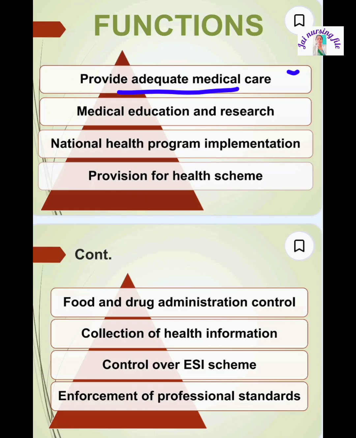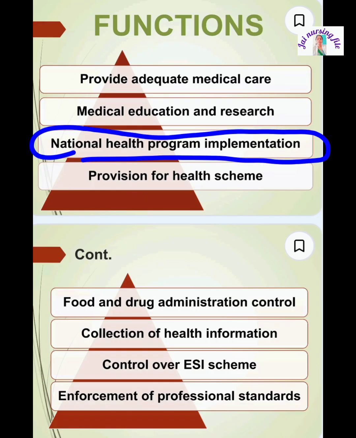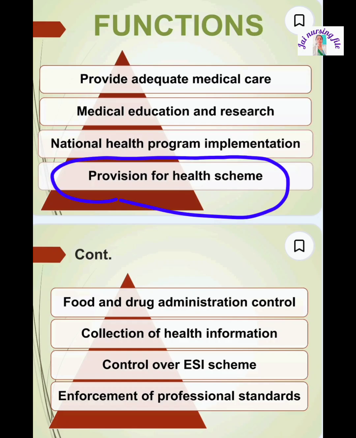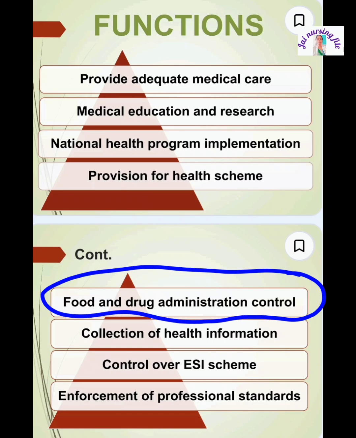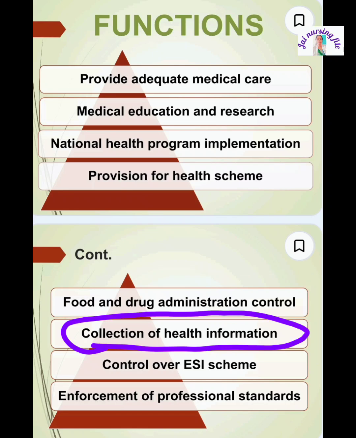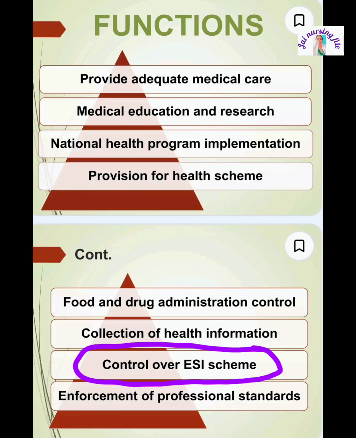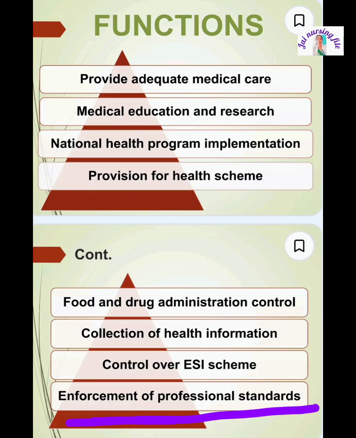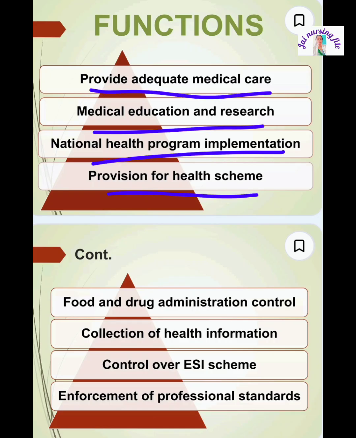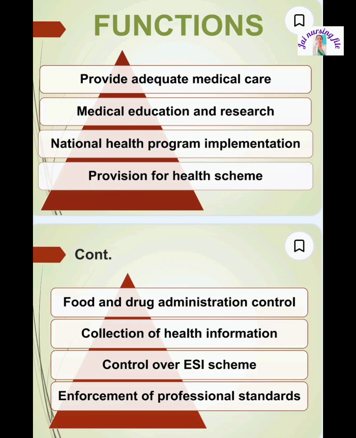So first one, provide adequate medical care, and second one, medical education and research, and next one, national health program implementation, and then provisions for health scheme. So continue with that. Food and Drug Administration control, collection of health information, and control over ESI scheme, and then enforcement of professional standards. So first one, medical care, research, then health programs and health schemes, then drug administration control, health information, ESI, and professional standards.